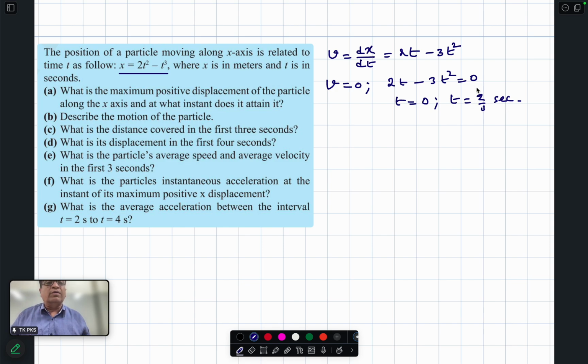3t square. 1 minute. 2t minus 3t square. 4t minus 3t square. Did I do any mistake? Let me work again. 1 minute. 4t minus 3t square. So t is equal to 0 or t is equal to 4 by 3 second.